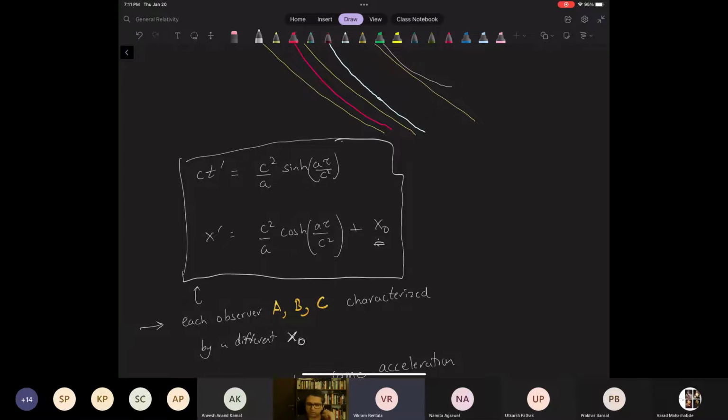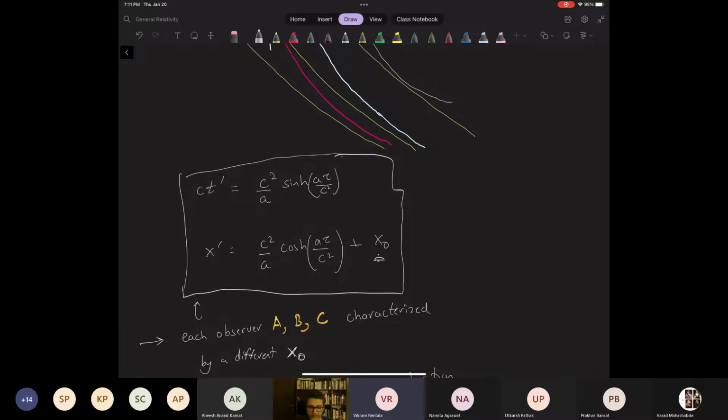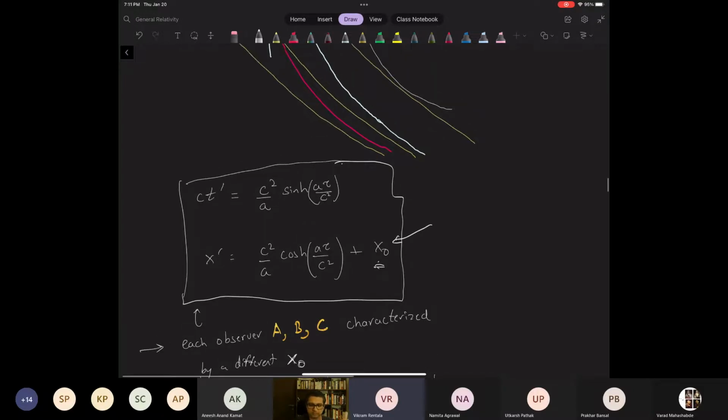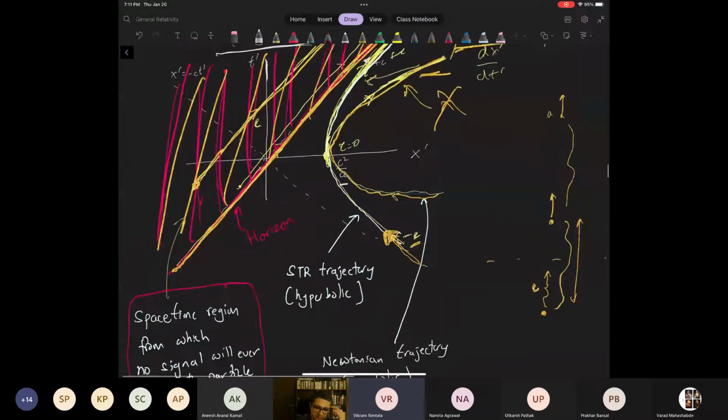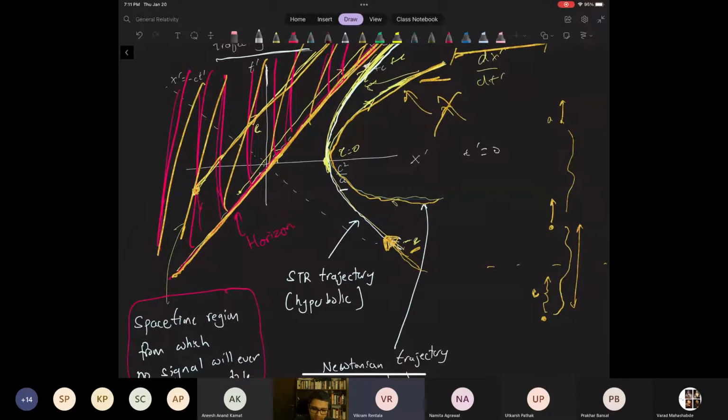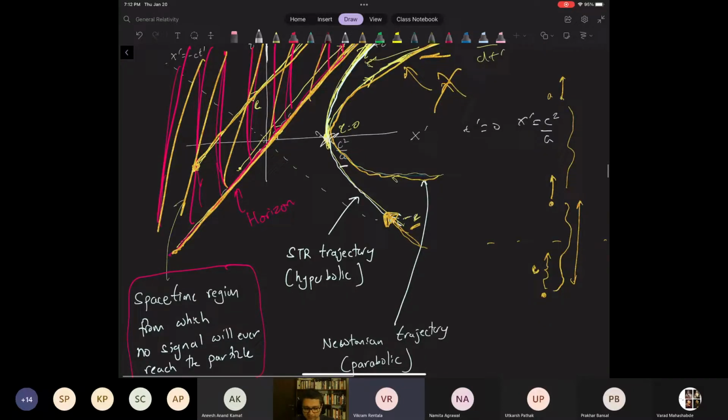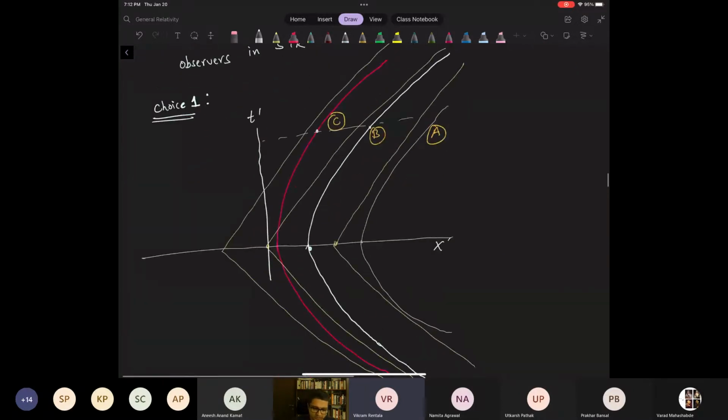So you might imagine that one way to consider a family of observers is to add a constant x naught to each x prime. Okay, so what that does is, if you note this observer over here, at t prime equal to 0, their x coordinate was c squared by a. Okay, so it just happened to be over here. So now you could consider a family of observers with the same acceleration a in their respective MCRFs. And each of those observers, so I've drawn the trajectories here as A, this trajectory, B, which is this trajectory, and C, which is this trajectory.